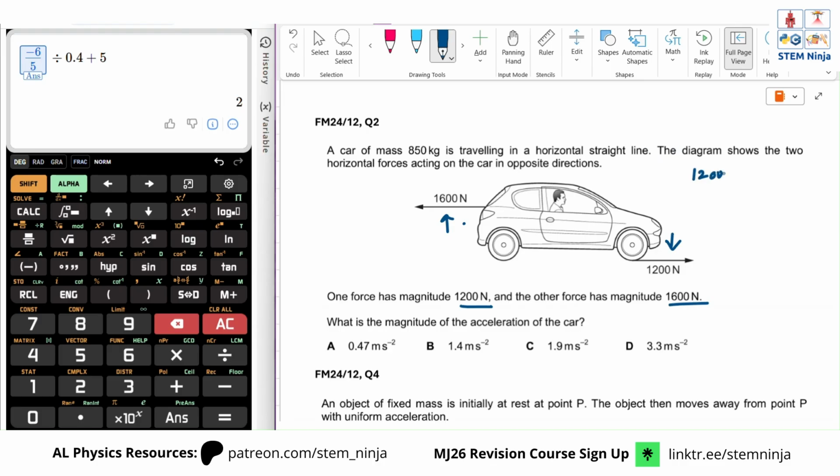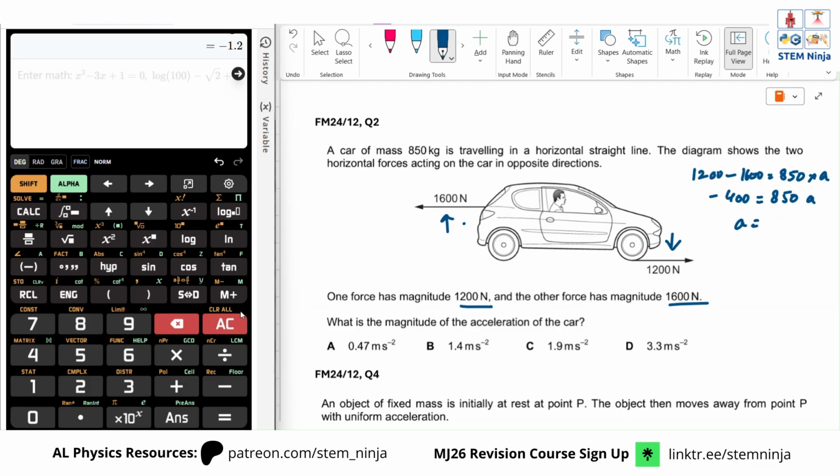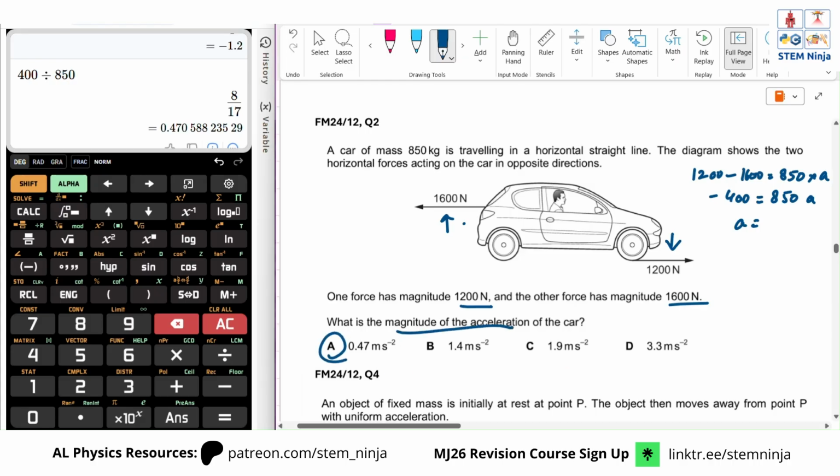So you have 1200 minus 1600 equals 850 times a. So this is minus 400, equals 850 times a. So a would be 400 divided by 850, which is 0.47. And they only asked us for the magnitude of acceleration.